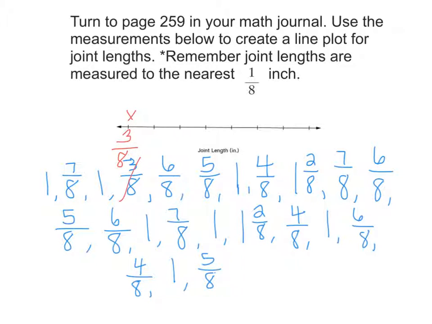You're going to continue with the next piece of data, which would be 4/8, which is actually the same thing as 1/2. Remember, when you see the number 1, that's the same thing as 8/8. Again, you have 23 pieces of data. Make sure that you have all pieces of data accounted for on your line plot. So you're going to need to pause the video in order to copy this down on page 259 in your math journal and create the line plot for joint lengths.